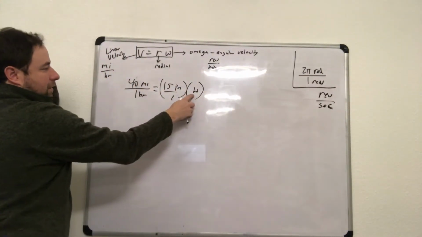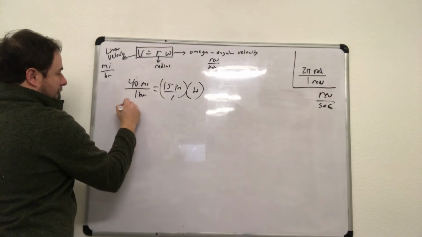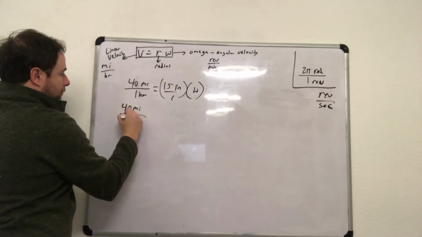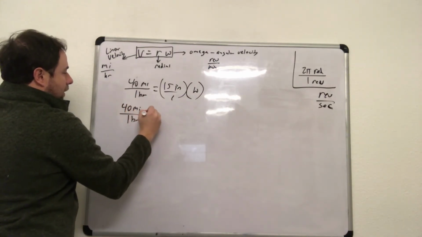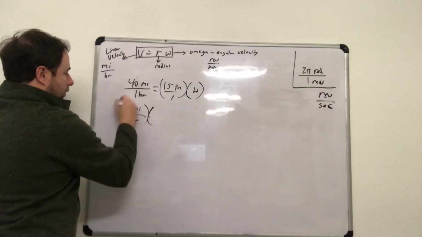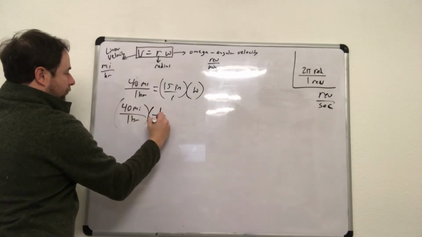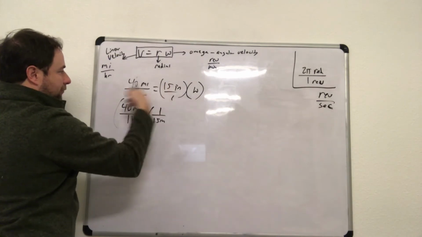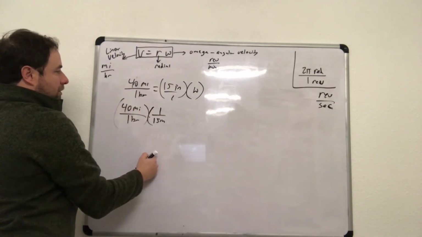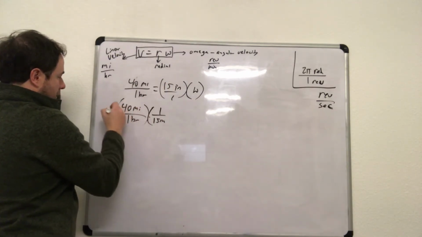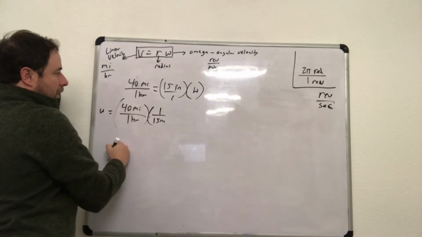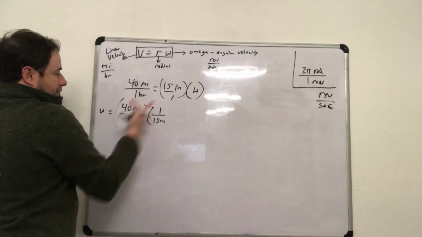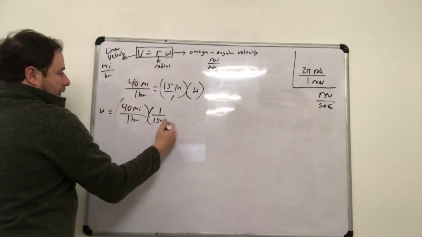Now we've got to isolate W, so we're going to flip this and bring it to the other side. So it's 40 miles per 1 hour times, or just do our parentheses, 1 over 15 inches. When this comes to the other side, you've got to flip it. And so this is all going to equal W. I just flip the equal sign, it's no big deal.